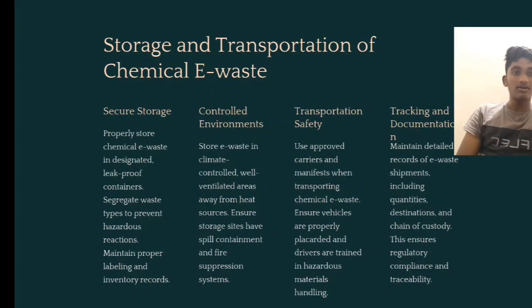Controlled environments: store e-waste in climate-controlled, well-ventilated areas away from heat sources. Ensure storage sites have spill containment and fire suppression systems. Transportation safety: use approved carriers and manifests when transporting chemical e-waste, and ensure vehicles are properly placarded and drivers are trained in hazardous material handling.